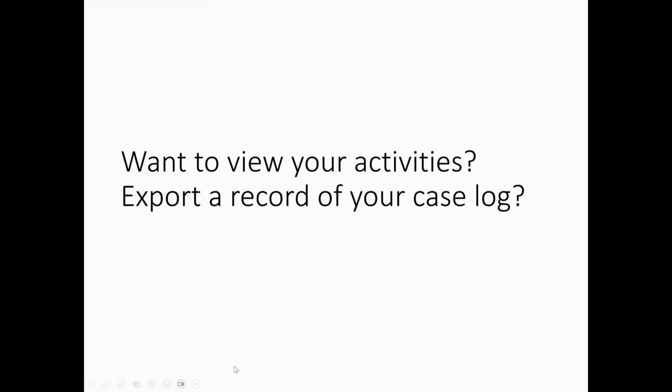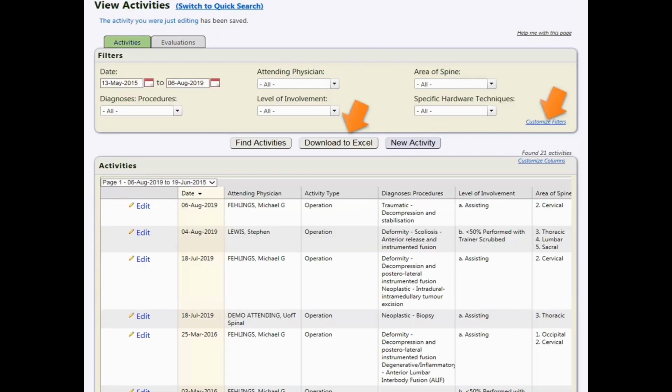Now I will show you how to view your activities or export a record of your case log. To view or export your case log, you can go to the View Activities tab on the top of the main page, columnize your search using filters, click Find to see your results, and then Download to Excel to generate and download your report in an Excel sheet.